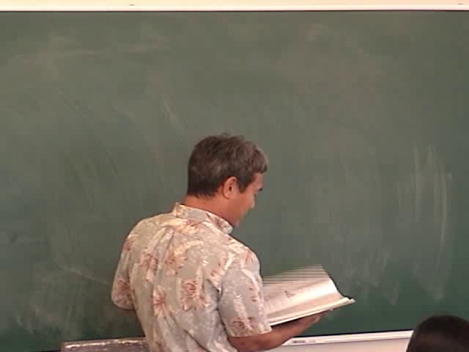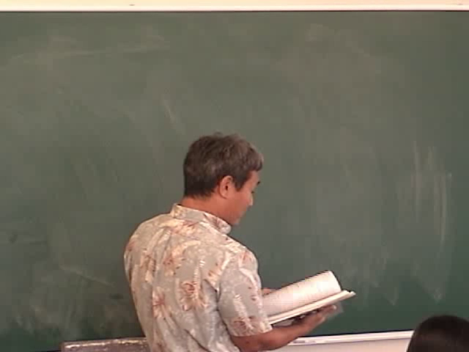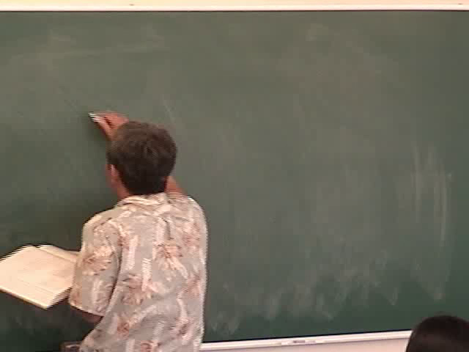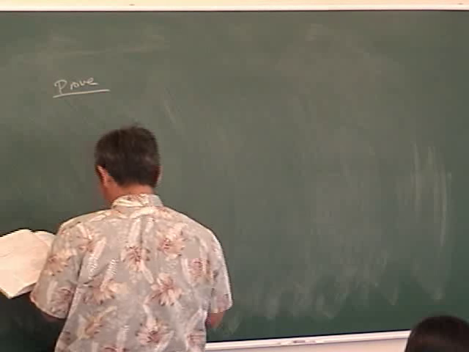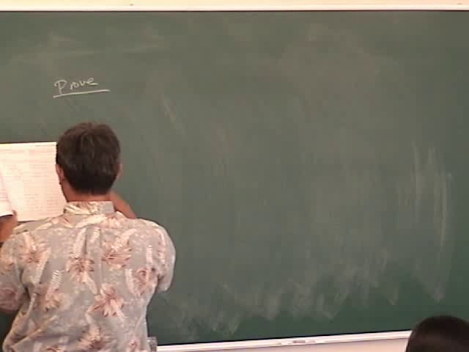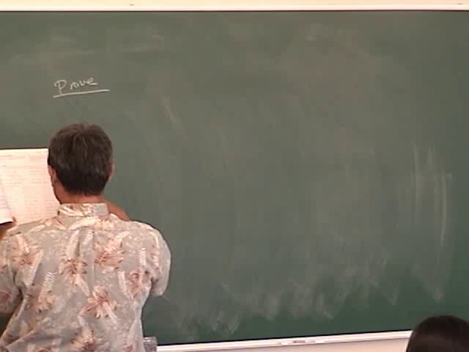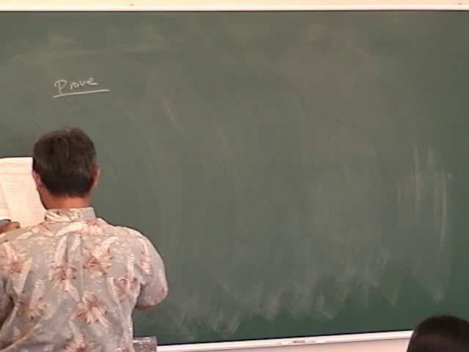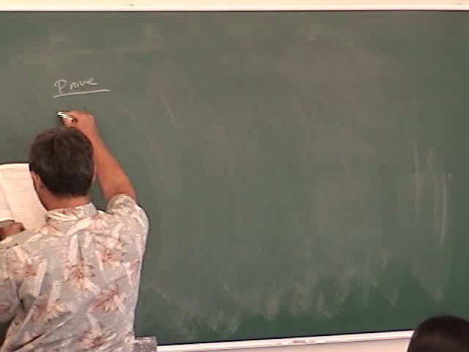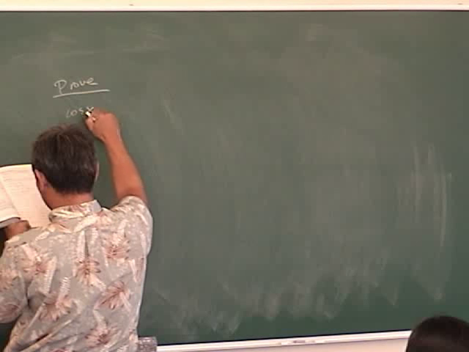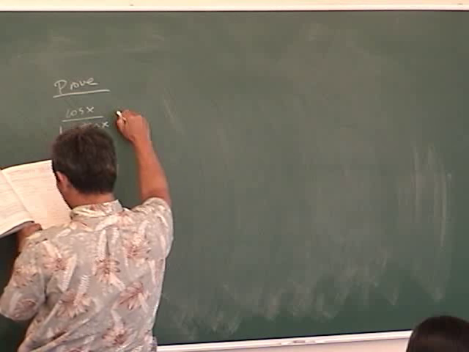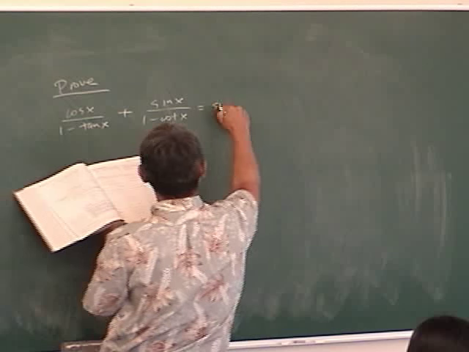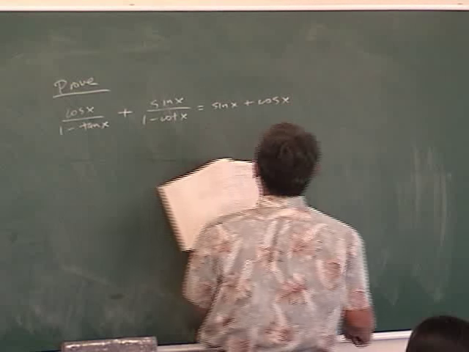Where's trigonometry? Trigonometric identities? Oh, we didn't learn that part. Okay, here. Proof! Let's pick a juicy one. Succulent, tender, good spices. Which one do you want to do? This looks interesting. In fact, somebody circled this one. Cosine x over 1 minus tangent x plus sine x over 1 minus cotangent x is equal to sine x plus cosine x. Okay, let's prove this.